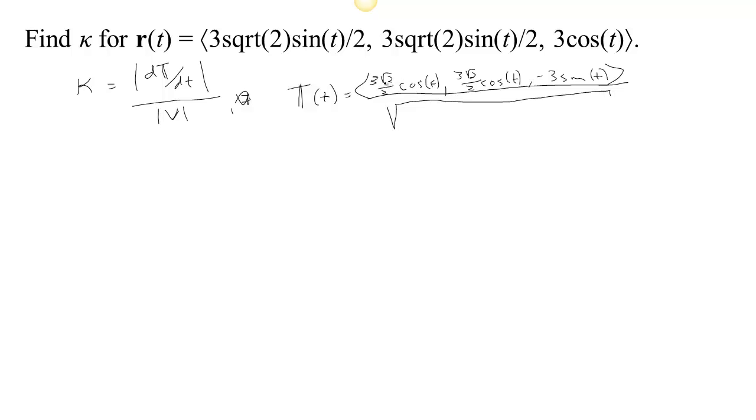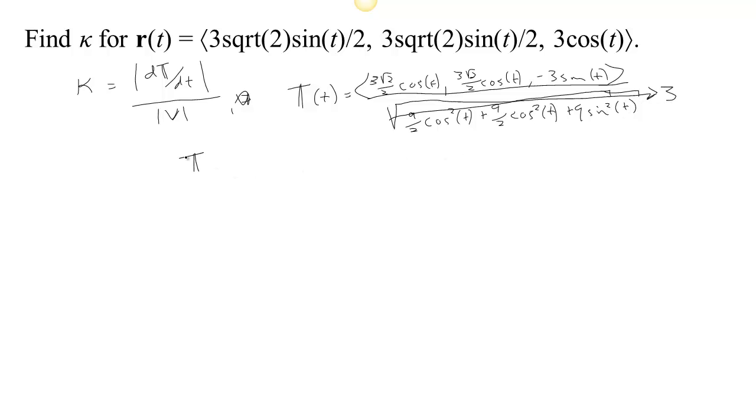This is essentially 1 over root 2, so when you square it you get 1 half, and that's 9. So we get 9 halves cosine squared t plus 9 halves cosine squared t plus 9 sine squared t. But the 9 halves cosine squared plus another 9 halves cosine squared makes a total of 9 cosine squared. 9 cosine squared plus 9 sine squared is 9. And so the speed in this case is 3.